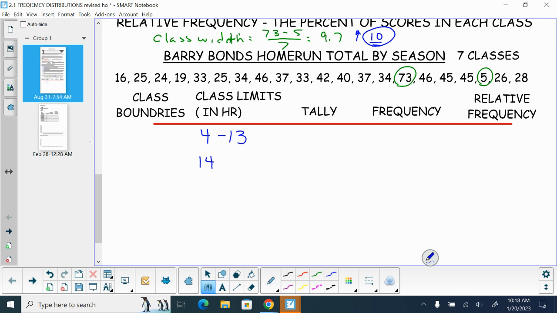Now, you might sit there and say, well, if I go 13 minus 4, that's only a value of 9. You're correct. It is a value of 9. But just count how many home runs can go in this first class. I have 4, 5, 6, 7, 8, 9, 10, 11, 12, 13. So we have 10 different home runs that can go into that class.